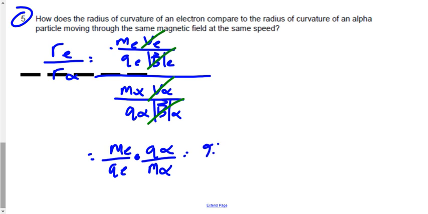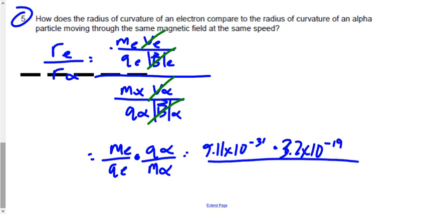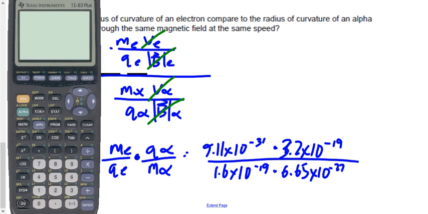Mass of the electron is 9.11 times 10 to the minus 31. Charge of the alpha is 3.2 times 10 to the minus 19. Divided by 1.6 times 10 to the minus 19 times 6.65 times 10 to the minus 27. So let's say 9.11 times 10 to the minus 31 times 3.2 times 10 to the minus 19.